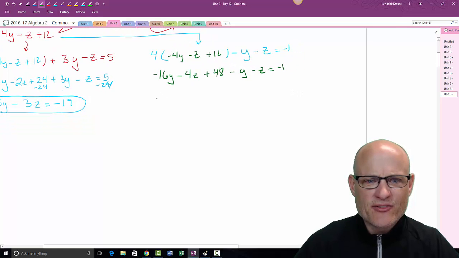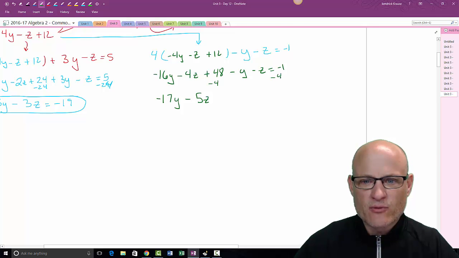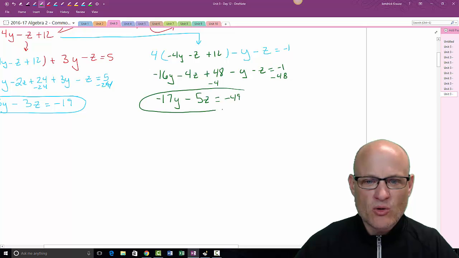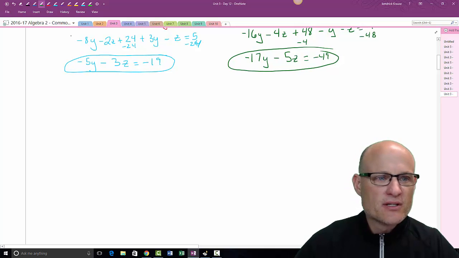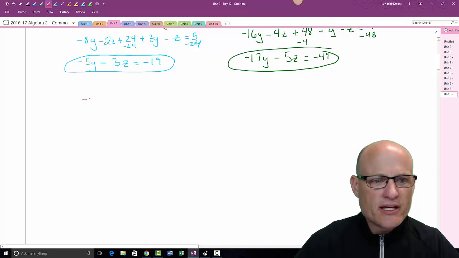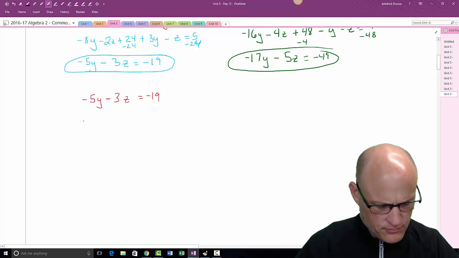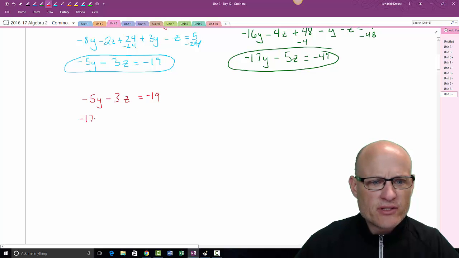So we've got negative 17y minus 5z. And when I bring this 48 over, minus 48, I get equals negative 49. So I now have my two equations. I'm going to work with just these two equations, which is not going to be nice. So we have negative 5y minus 3z equals negative 19, and negative 17y minus 5z equals negative 49.